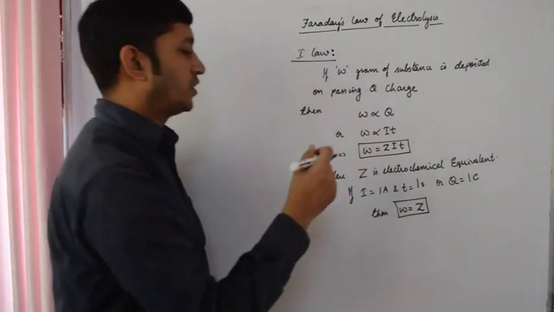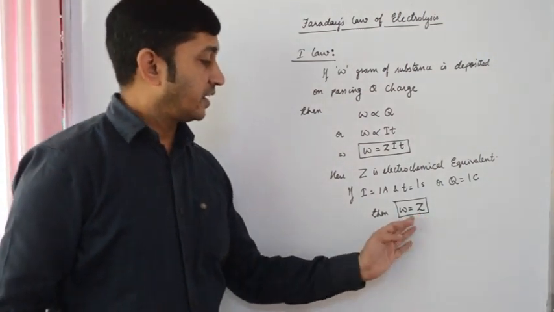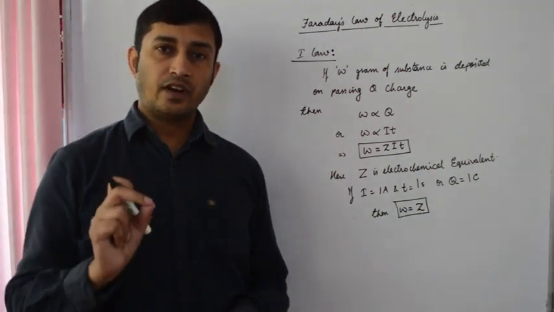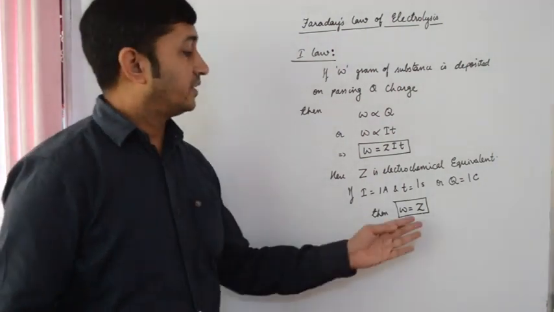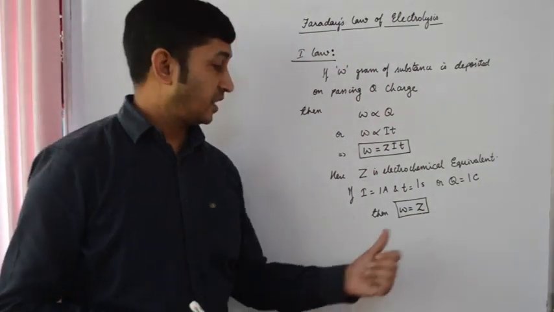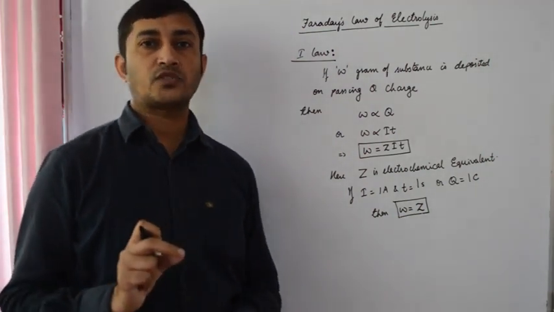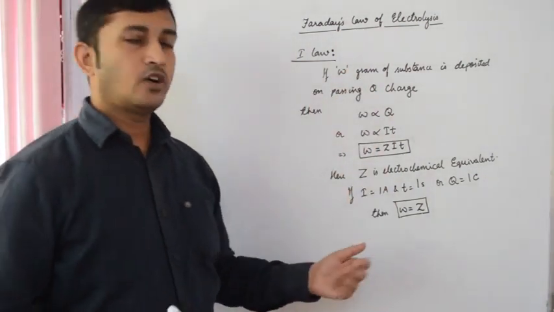So from here we can define the electrochemical equivalent: it is equal to the amount of substance deposited at an electrode when 1 coulomb of charge is passed through that electrolyte. Or we can say that the electrochemical equivalent is equal to the amount of substance deposited when 1 ampere of current is passed for 1 second through the electrolyte. So this was Faraday's first law.